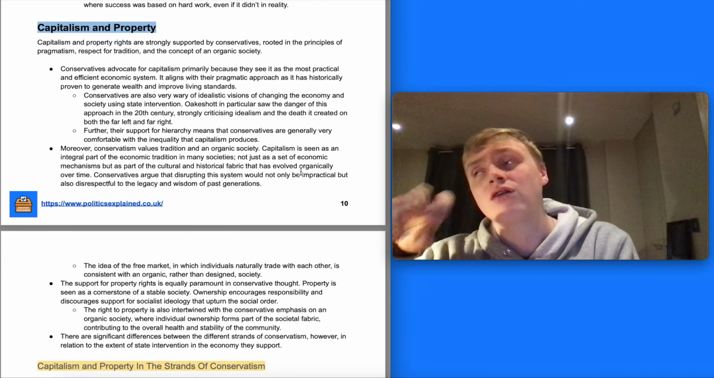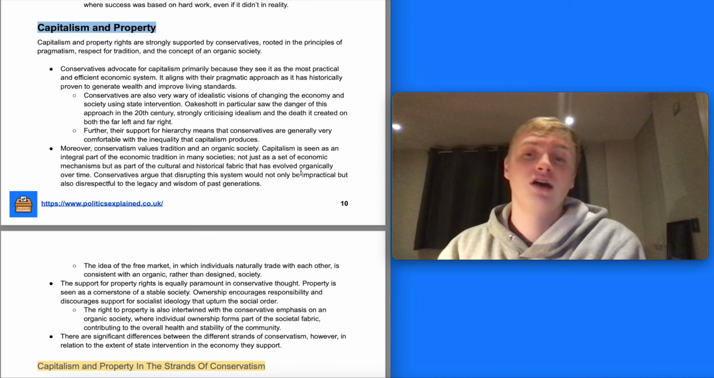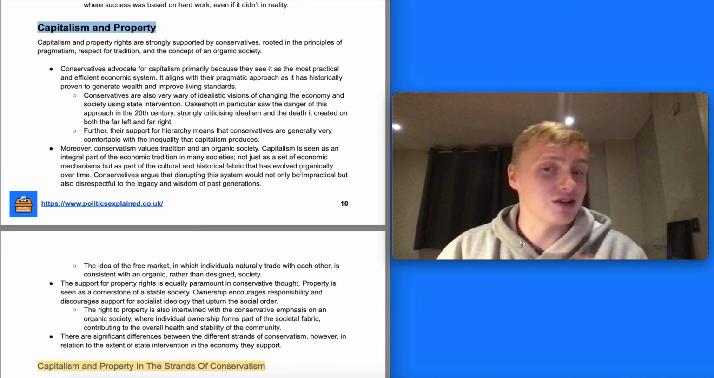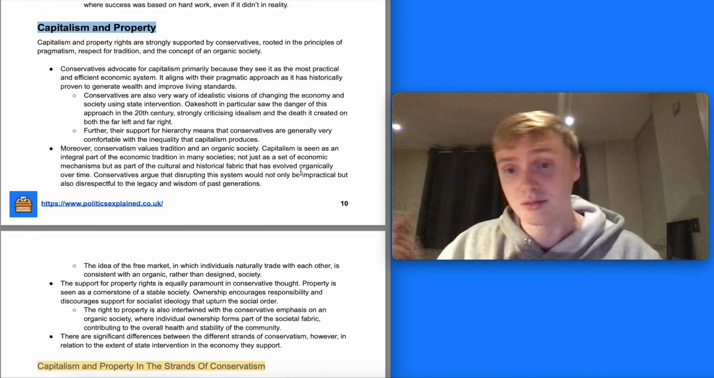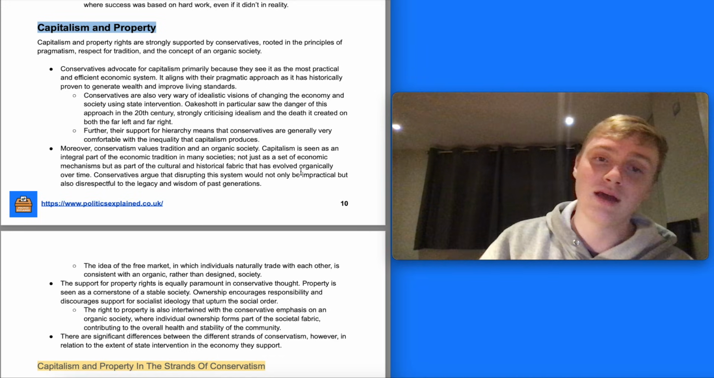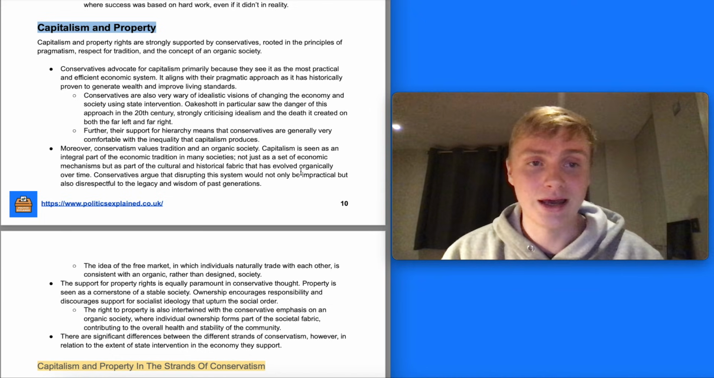And this is a really good thing to do when you're looking at these agreement points and agreement paragraphs within your conservative essays. Link them back to these other key principles of conservatism to explain them. So if you can explain capitalism through the other principles, which they really are central to, like tradition and pragmatism, that will really impress the examiner and allow you to explain it in quite a detailed way.